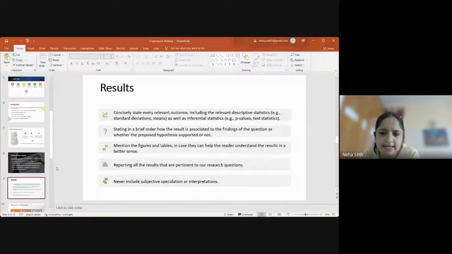T-test, Z-test, as I mentioned, one-way ANOVA, two-way ANOVA, bivariate test, or maybe co-integration test, or whatever test you are applying. There are specific values that we need for the purpose of interpretation going forward. We need to present all these things in our results chapter. Then we briefly state the meaning of these values.